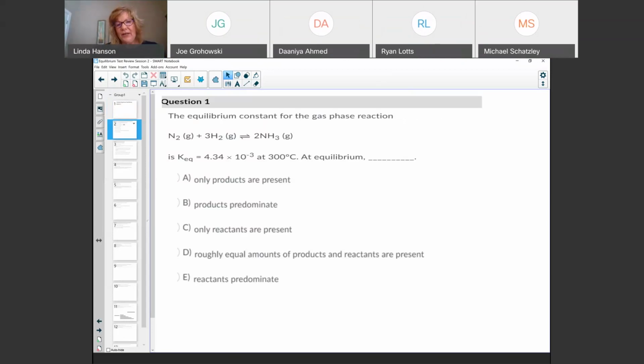This is a question that I saw several people actually trip over on their first attempt quiz. And then I noticed that as they did attempt 2 or attempt 3, this concept actually scored well. What we're looking at is a chemical equilibrium, and we're given the equilibrium constant as a value of 4.34 times 10 to the negative 3. And this question is just really asking, what does that number mean?